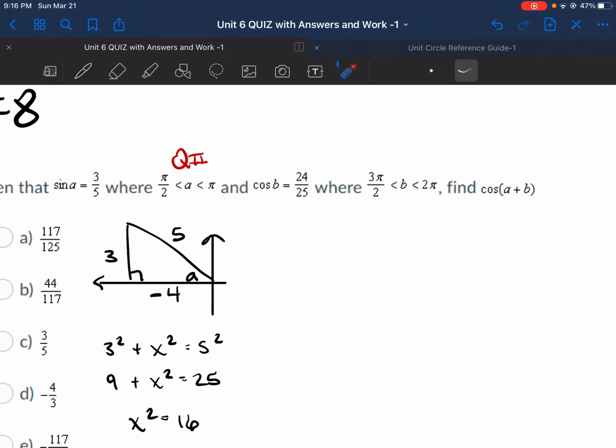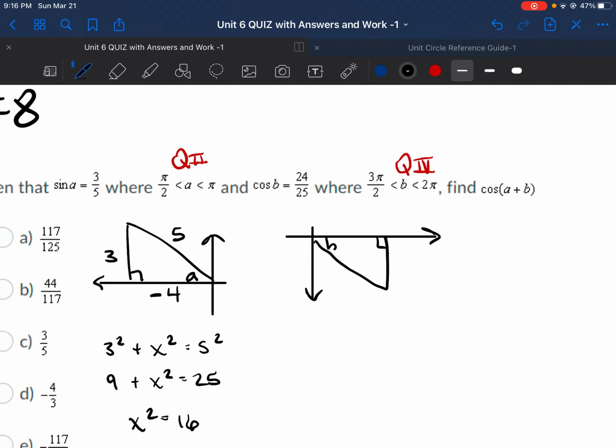All right, so now we're going to look at B. Cosine of B is 24 over 25, and B is between 3 pi over 2 and 2 pi. That is quadrant 4. Okay, so let's go ahead and make us a quadrant 4 triangle. And there's angle B coming out of the origin.